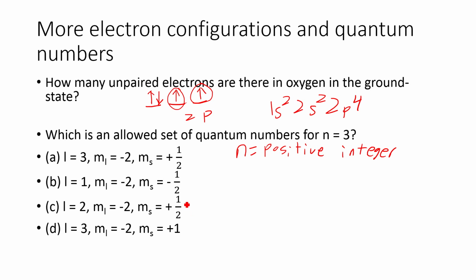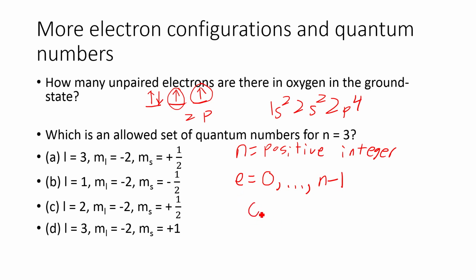Now we've got to remember, what are our rules for L? Our L value is going to be values starting at 0 and going all the way up to n minus 1. Took me a second, I was thinking of a different number for a second. So remember, let's take the s orbital. We know there's only the 1s orbital, and that's because the 1s orbital corresponds to an n of 1 and an L of 0.